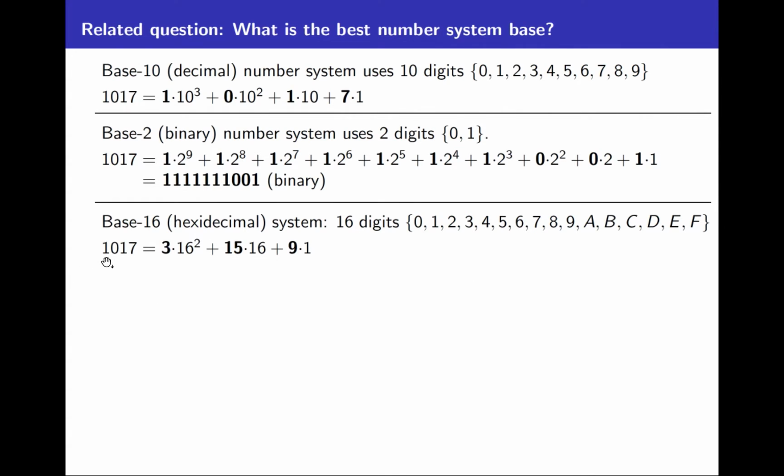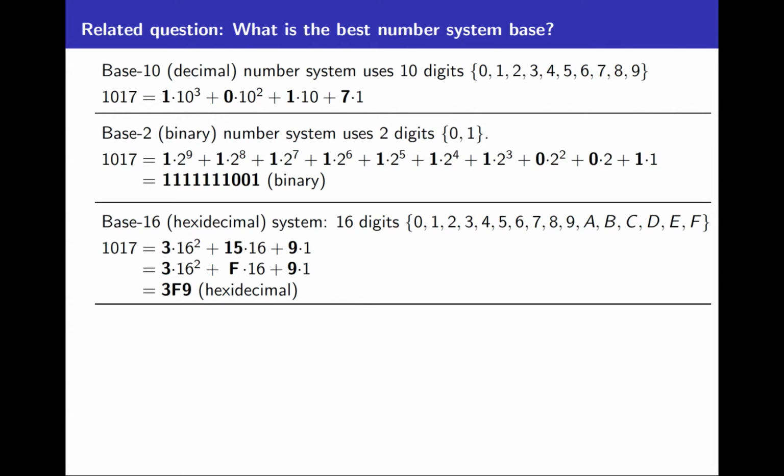So take 1017 as an example. When you write it in terms of the powers of 16, it's 3 times 16 squared plus 15 times 16 to the 1 plus 9 times 16 to the 0. Now, in the hexadecimal system, this 15 is represented by its own digit F. So we have 3 times 16 squared plus F times 16 plus 9 times 1, which gives the hexadecimal representation 3F9. So just 3 digits encode the number 1017 in hexadecimal.